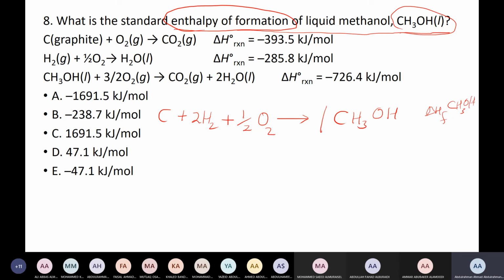Now, can you get this equation from these three equations, 1, 2, and 3? What should you do? First equation, keep it as it is. Second equation, what are you going to do with it? Multiply by 2. Third equation, what are you going to do with it? Reverse it. Only reverse it. Do that and then add them.